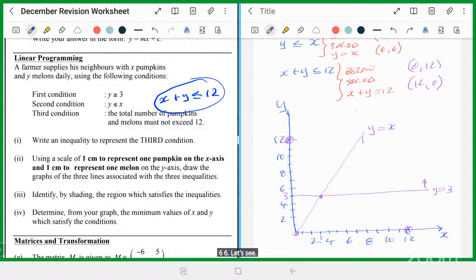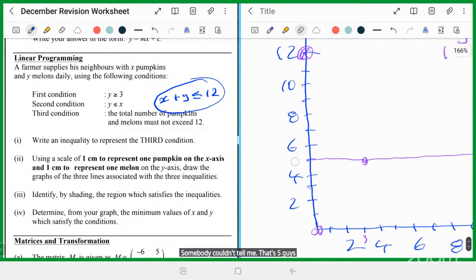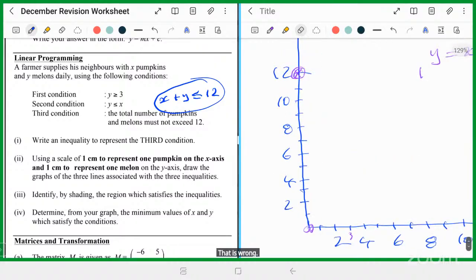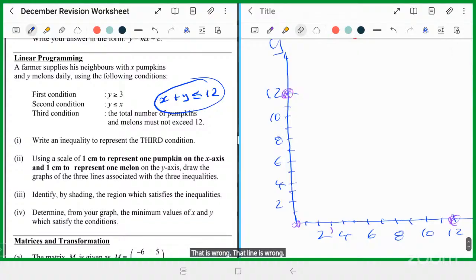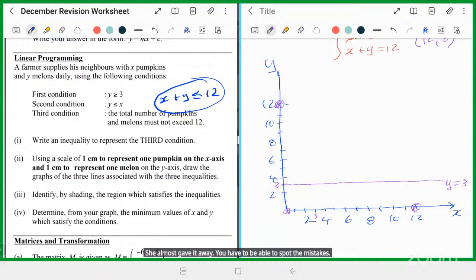Let's see. I put this 3 in the wrong place, and it's not 3, this is 5. This horizontal line is wrong. Somebody couldn't tell me. That's 5, guys. This line is wrong. It's 3, 3 right here. All right, so this is the line y equals 3. I almost gave it away. You have to be able to spot your mistakes. That's part of maths, being able to spot your mistakes as you go. If something comes up that doesn't make any sense, that's y equals 3, between the 2 and the 4 is 3.